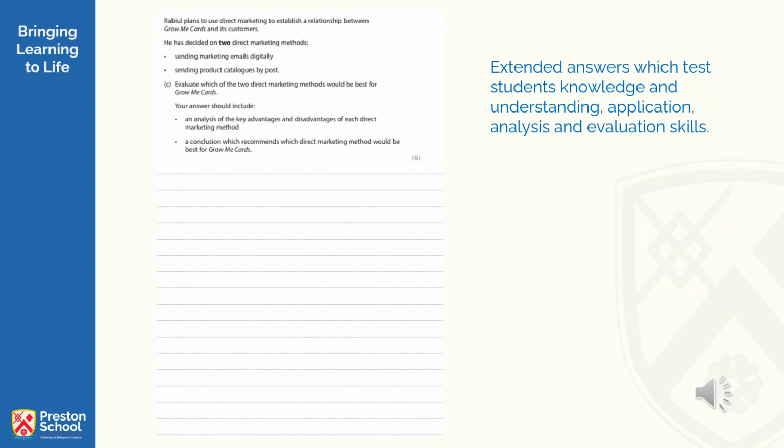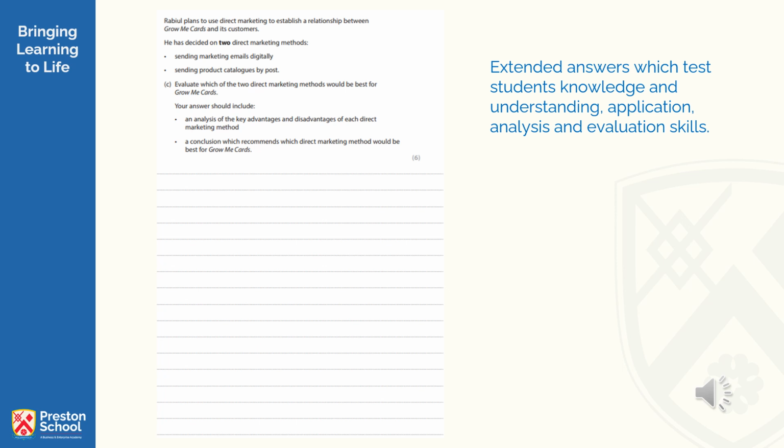The final question in the exam paper is always an extended answer worth 6 marks. These questions test your knowledge, application, analysis and evaluation skills. In this case study, you have to advise Grow Me Cards whether they should use emails or catalogues to promote their brand and establish a relationship with customers. We encourage you to follow a structure when writing your answer, and we'll teach you more about this in lesson, but it should look something like this.